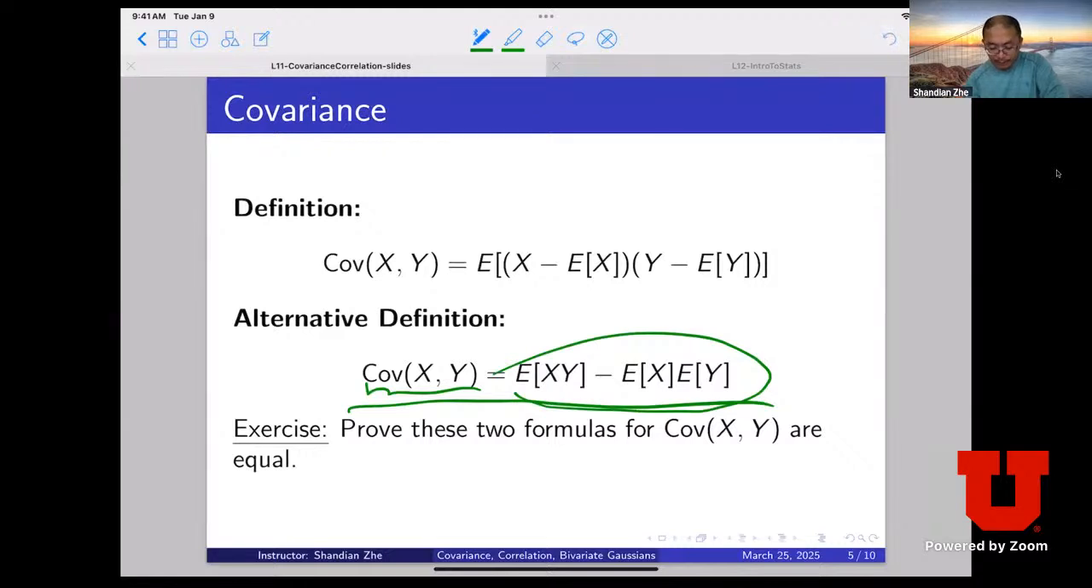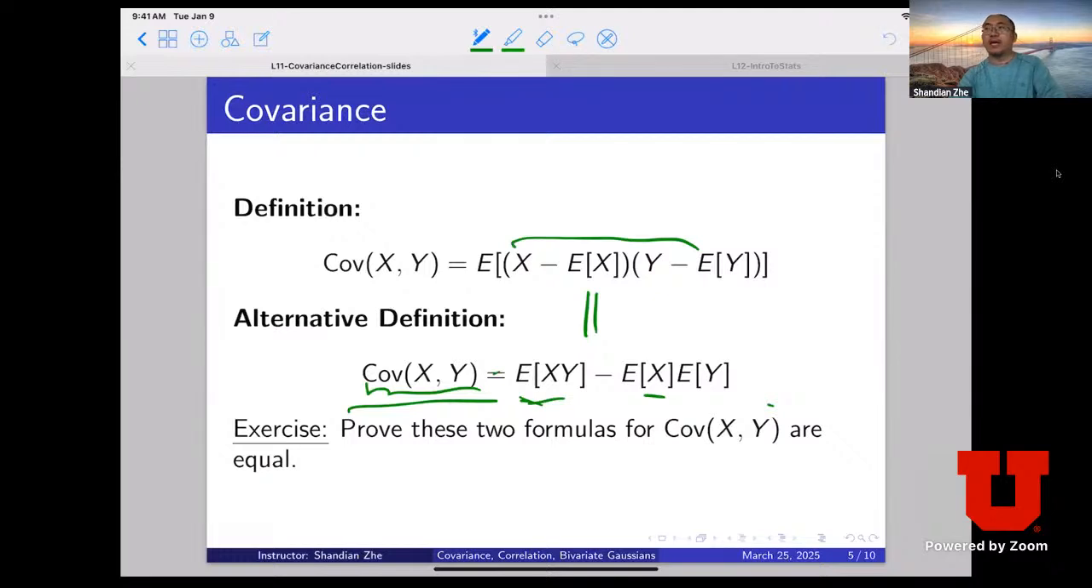But why is this form equivalent to the original form? The original form takes the product between the difference between X and E[X] and the difference between Y and E[Y], and then takes the expectation. So why can this be simplified to just the difference between two expectations: the expectation of the product and the product of the expectations?